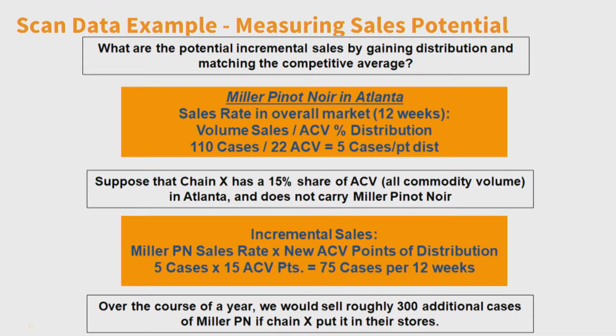Now, if I'm going in and trying to sell to chain X, and they have a 15% share of the whole market, all commodity volume in Atlanta, but they don't carry my Pinot Noir, I can take that sales rate from the previous calculation and project that if you only do as well as the average store in the market, and of course what buyer wants to think they'll merely do as well as the average store in the market, you can anticipate an additional 300 cases of Miller Pinot Noir during the year if you put it into chain X.